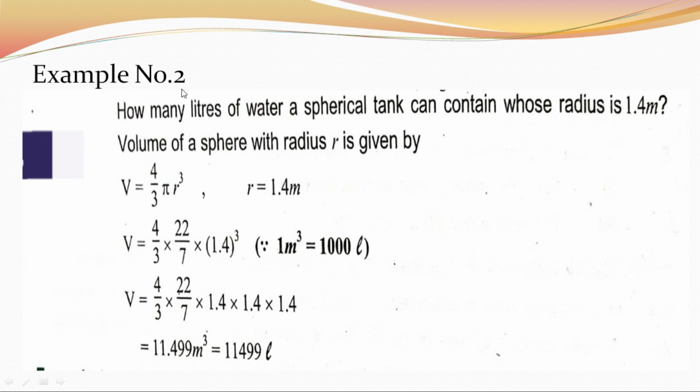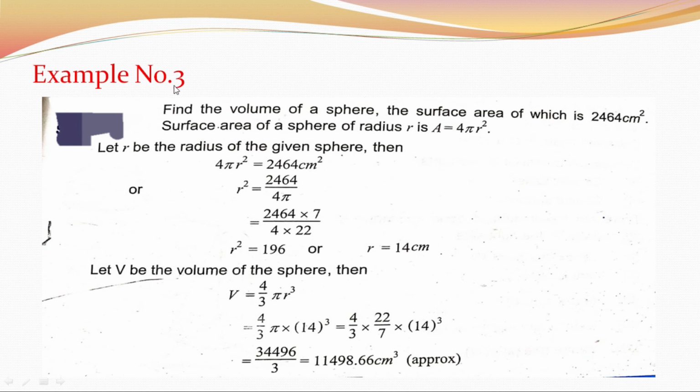Example number 2: how many liters of water can a spherical tank contain whose radius is 1.4 meters? Volume of a sphere with radius R is given by V is equal to 4 over 3 pi R cube. This is the formula of volume. R is equal to 1.4 meters, pi is equal to 22 over 7. Here we will put the values and simplify. We find the volume 11.499 meter cube, which is 11,499 liters.